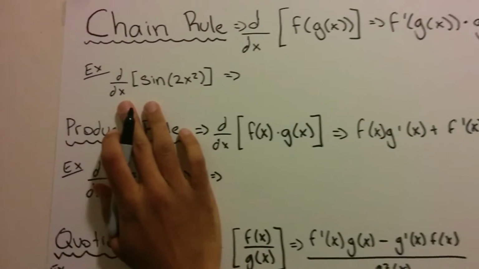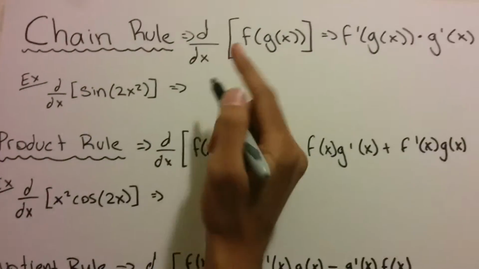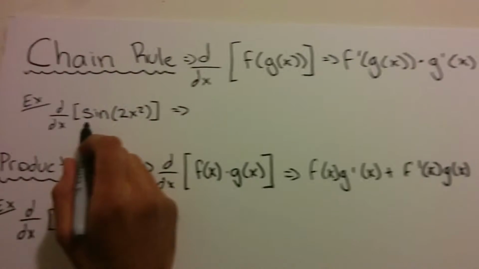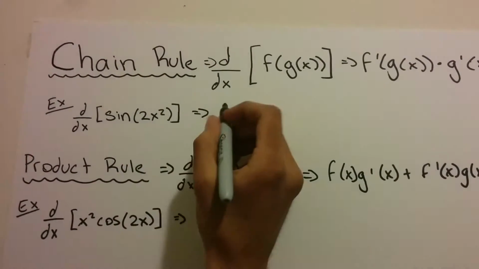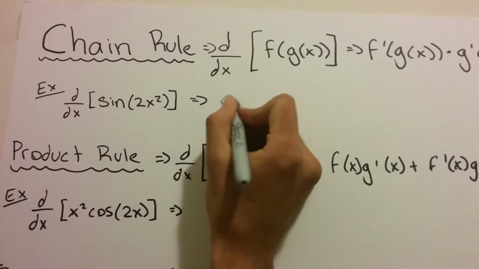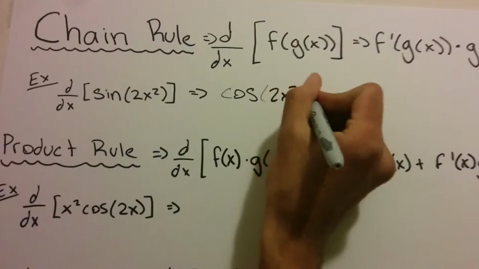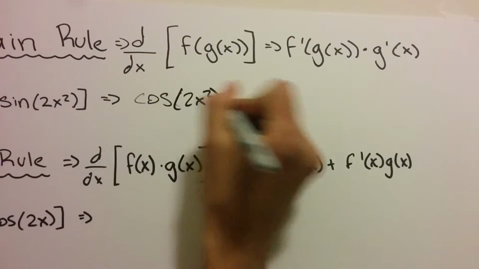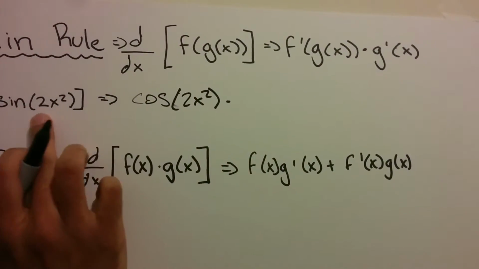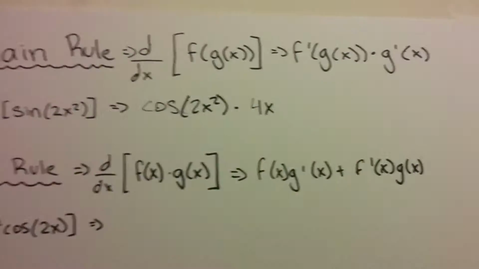So the derivative of this function, sine of 2x squared, basically this is f of x and this is g of x. So the derivative of this would be, the derivative of sine is cosine of 2x squared, times the derivative of 2x squared, g of x, which is 4x.